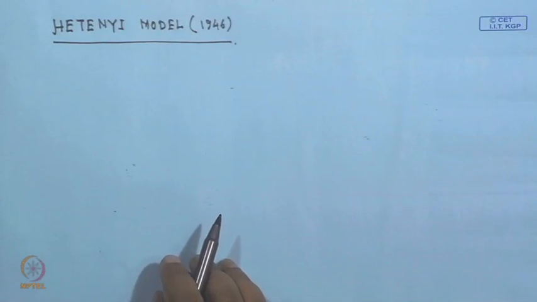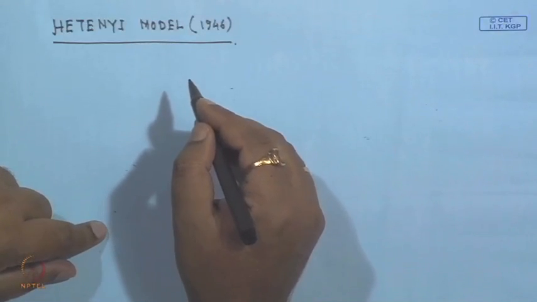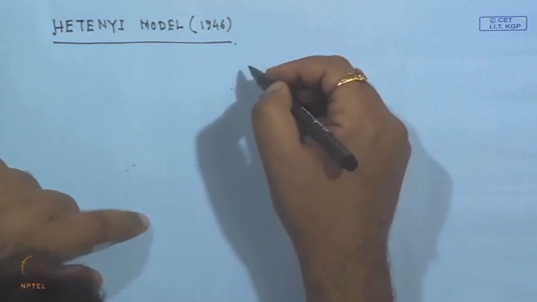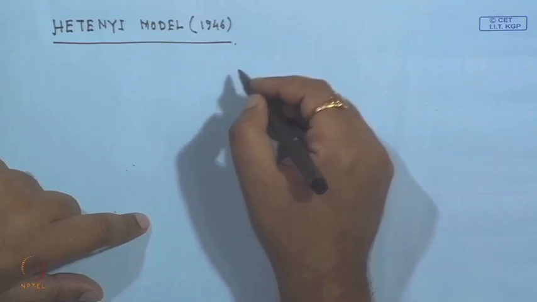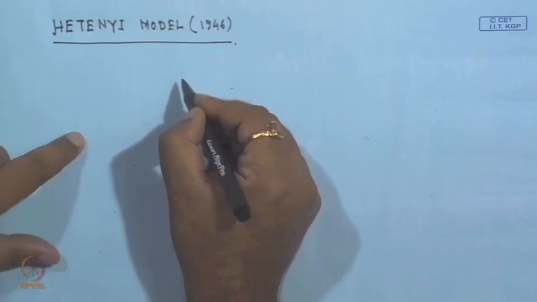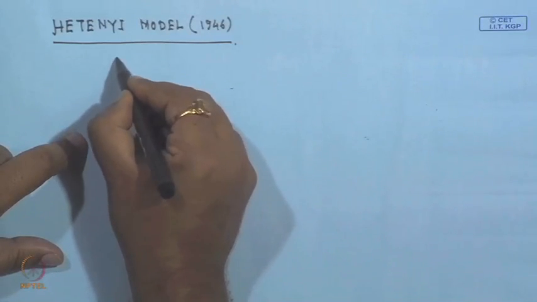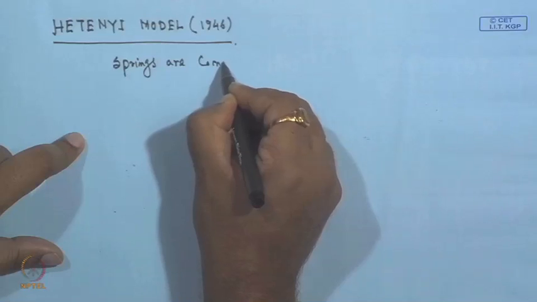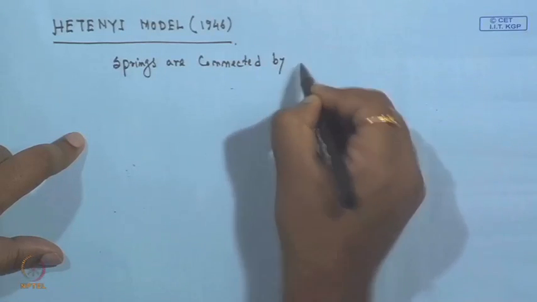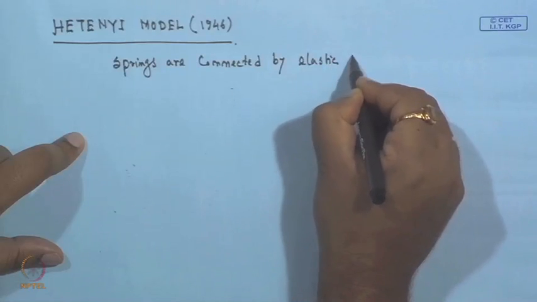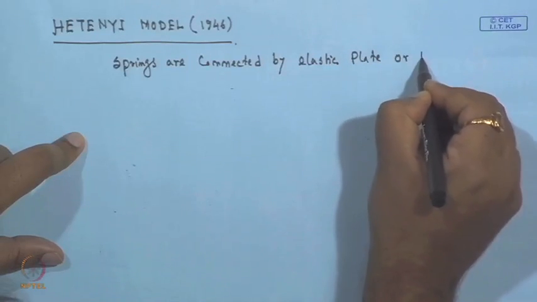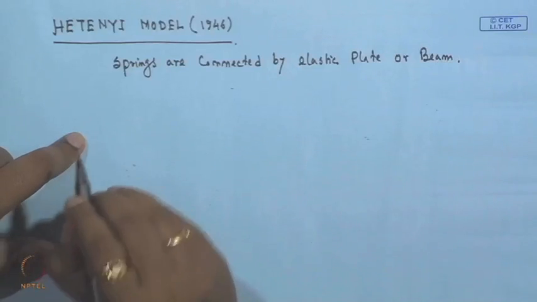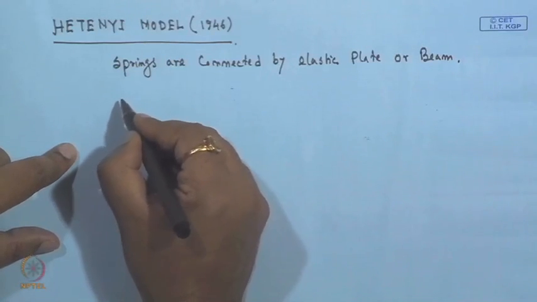So, the next model is the Hetenyi model, where with the help of this model also, the lack of continuity will be removed. In the Filonenko-Borodich model, the springs are connected with a thin elastic membrane. Here, the springs are connected by a beam. So, now the springs are connected by an elastic plate or elastic beam.